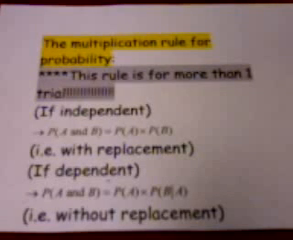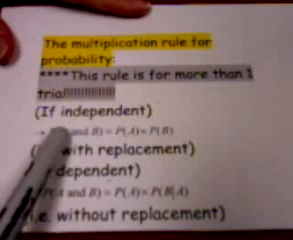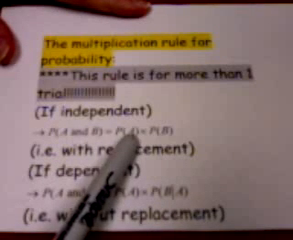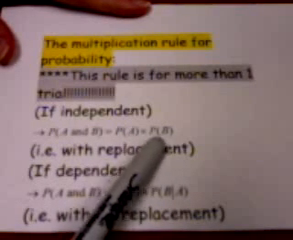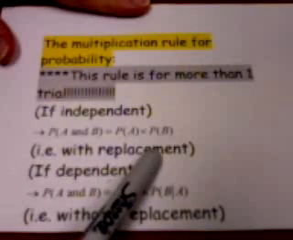There is a key phrase that will help you with determining if two objects are independent, and that's the phrase with replacement. If they tell you it's with replacement, then each trial is independent of each other. If that's the case, then the way you find the probability of A and B is the probability of A times the probability of B. Okay, that's again with replacement.